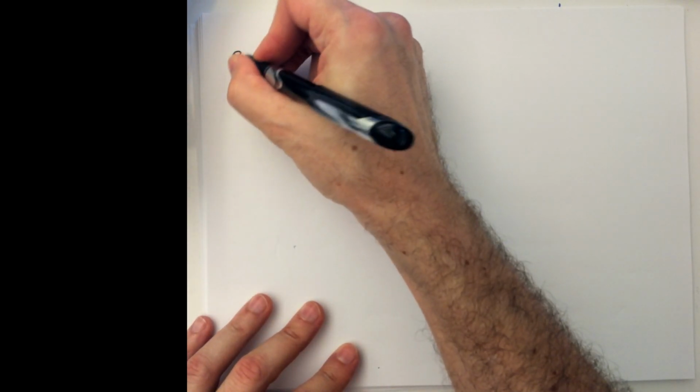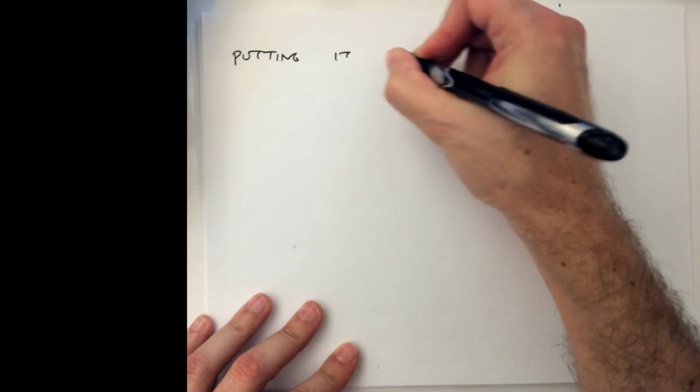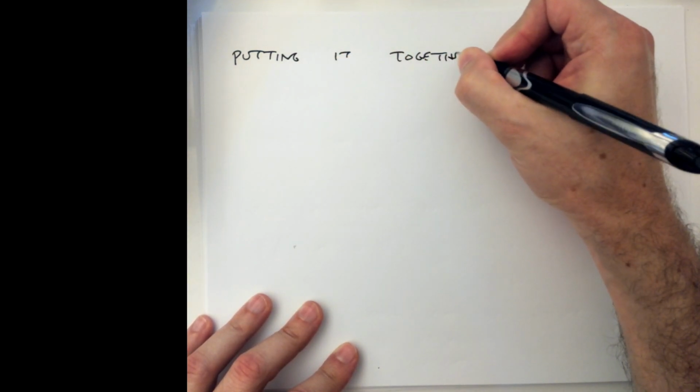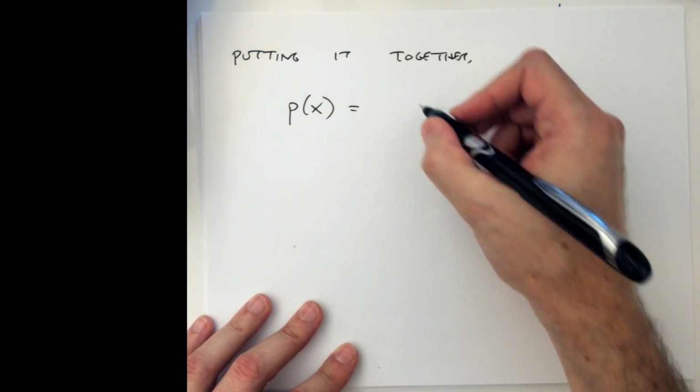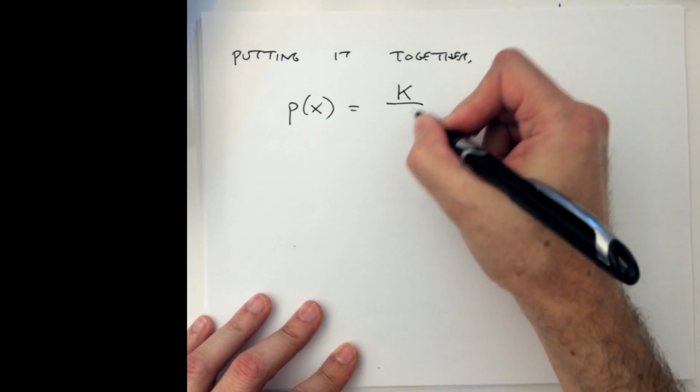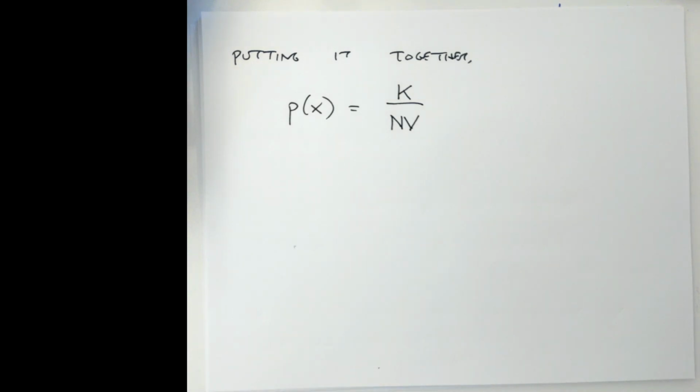So putting it together, what I have is the density estimate at X is basically K over NV, right? So the idea is that I'm going to build density estimates based on little regions that have volume V, and then I'm going to look at how many of the points fall inside those little regions over the total number of points, okay?